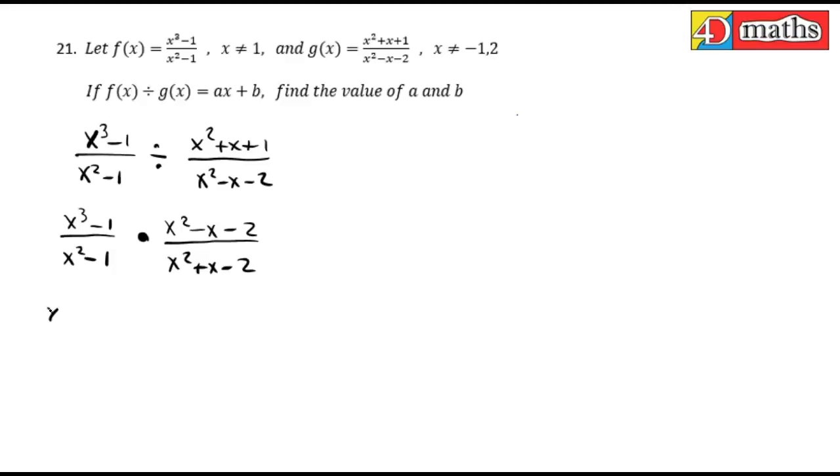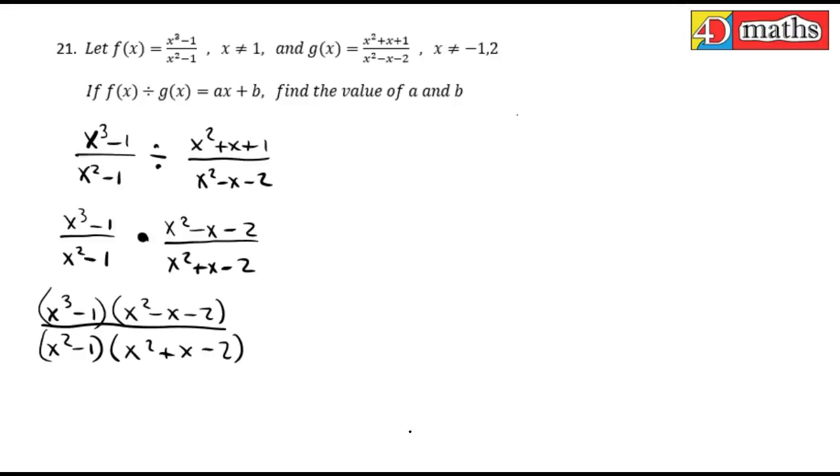So we multiply fractions. So it's x cubed minus 1 times x squared minus x minus 2 all over x squared minus 1 times x squared plus x minus 2. Now we're going to have to factorize each of these, because I can do a bit of rough work up here. x cubed minus 1 can be factorized. This is the difference between two cubes, so the formula for the difference between two cubes is this: x cubed minus y cubed becomes x minus y, x squared plus xy plus y squared.